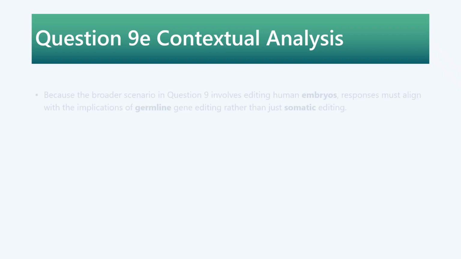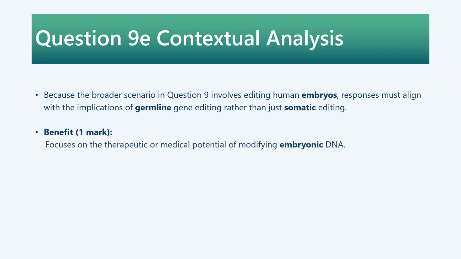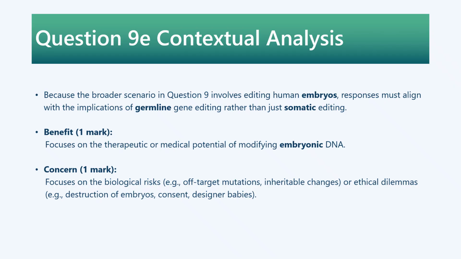Because the broader scenario in question 9 involves editing human embryos, responses must align with the implications of germline gene editing rather than just somatic editing. Benefit, 1 mark: focuses on the therapeutic or medical potential of modifying embryonic DNA. Concern, 1 mark: focuses on the biological risks, e.g., off-target mutations, inheritable changes, or ethical dilemmas, e.g., destruction of embryos, consent, designer babies.